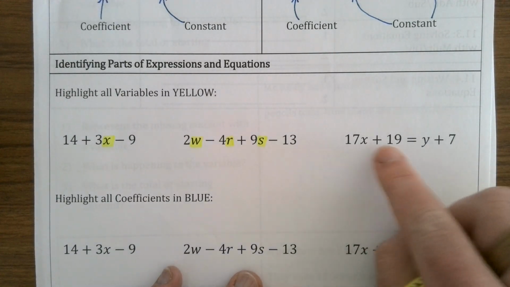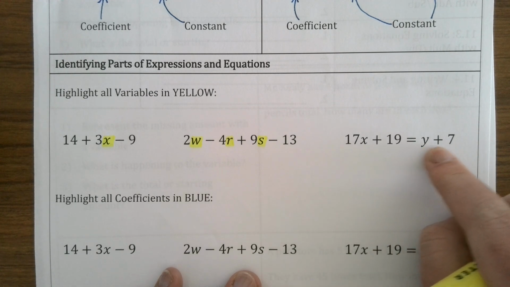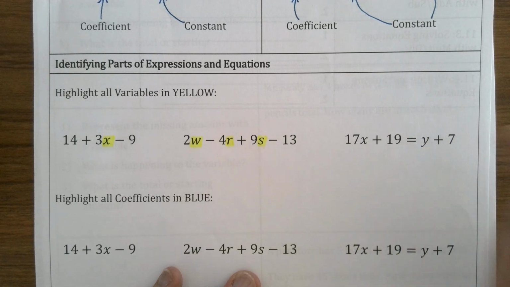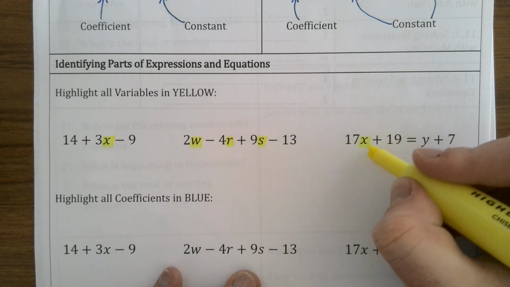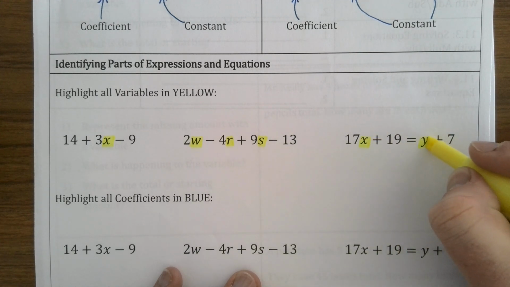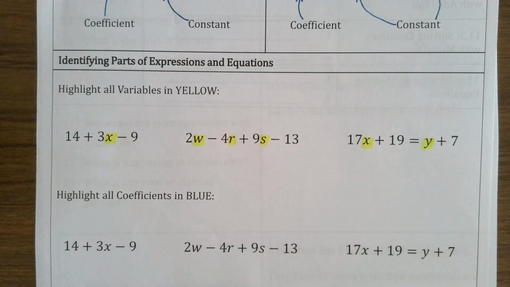Lastly, we have 17x plus 19 equals y plus 7. We have an equation here. We have 2 variables. We have our x, again, curly, and our y. And those are the only 2 variables in that. So our variables are letters.